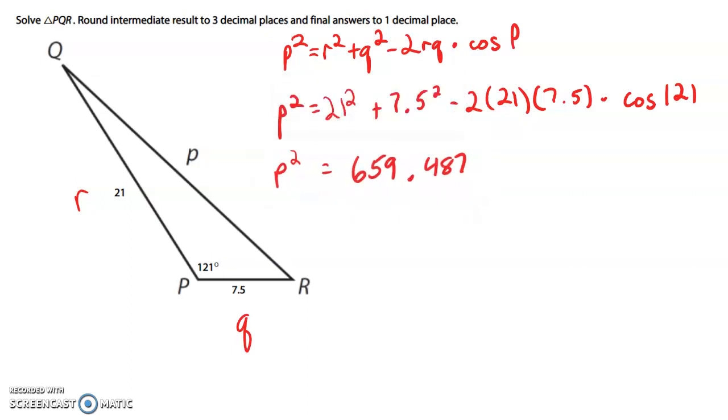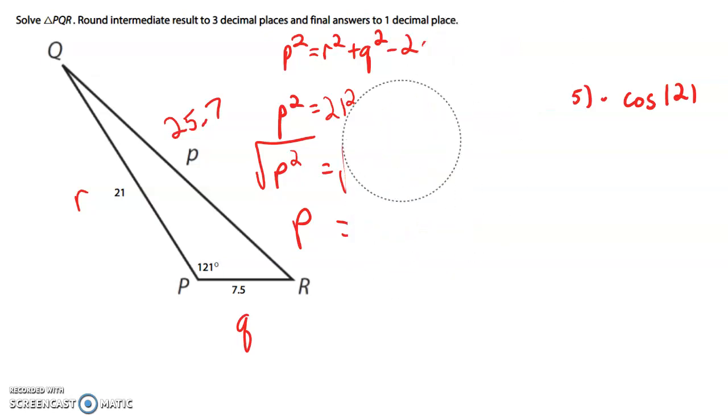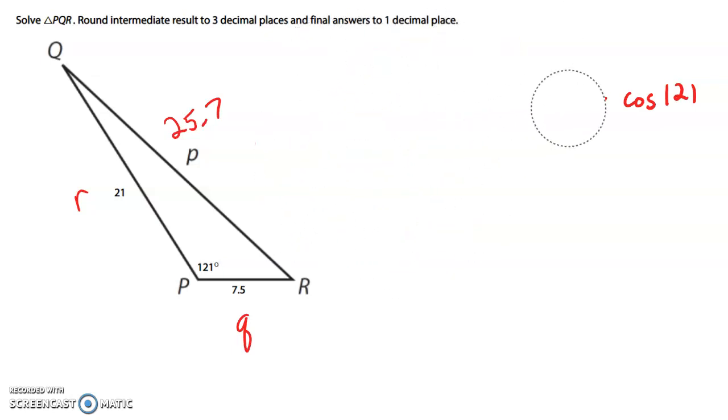So here you just need to take the square root of both sides to get p by itself, and you should get 25.7. So now we need to find the angle measures of Q and R, and we're going to use the law of sines for that. Since we know that p is 25.7, we can just write that off to the side, and we're going to erase my work here, and we're going to put up the law of sines.